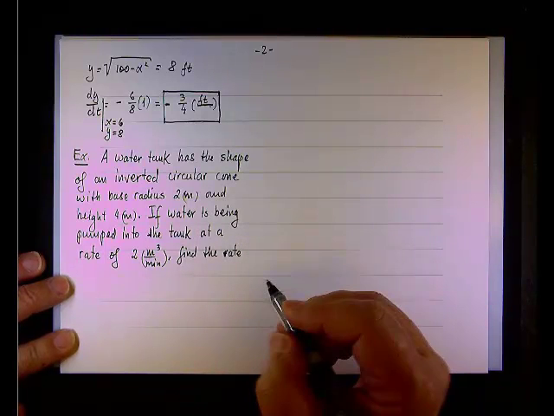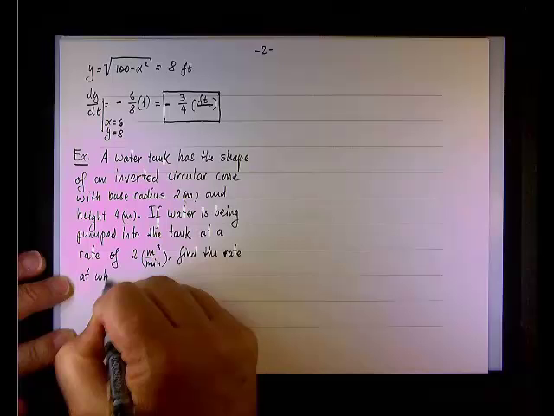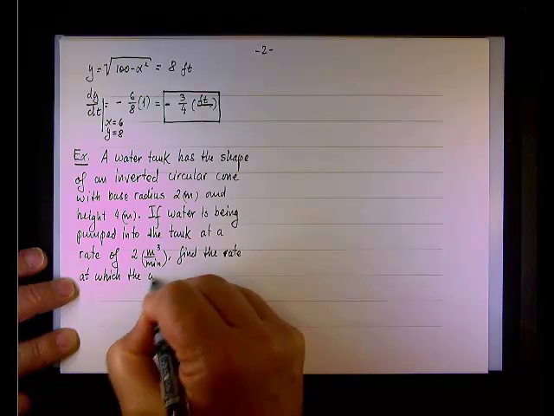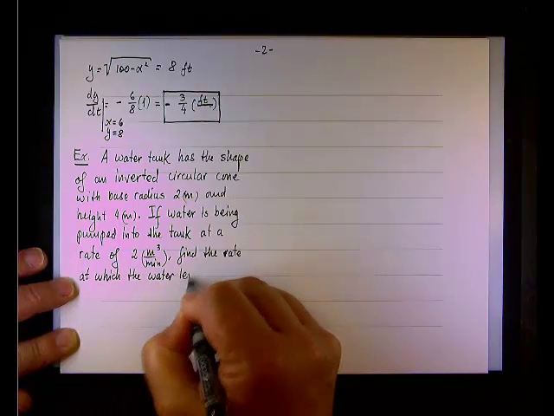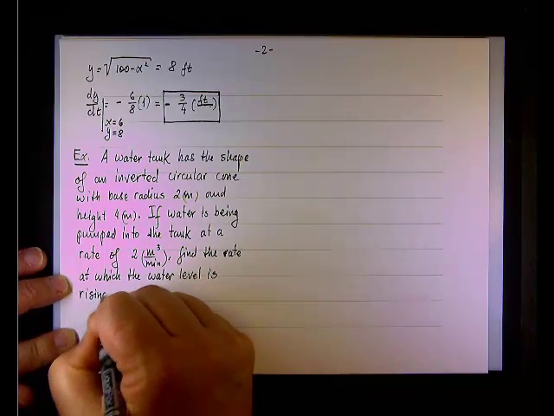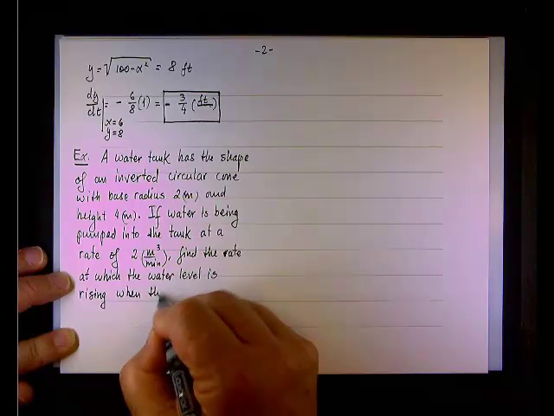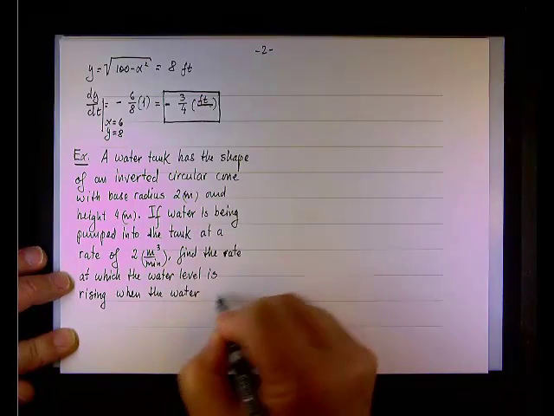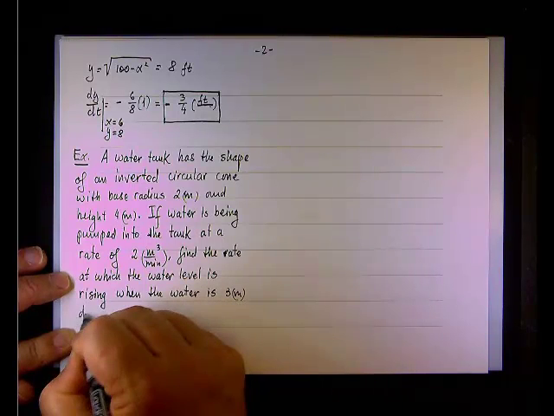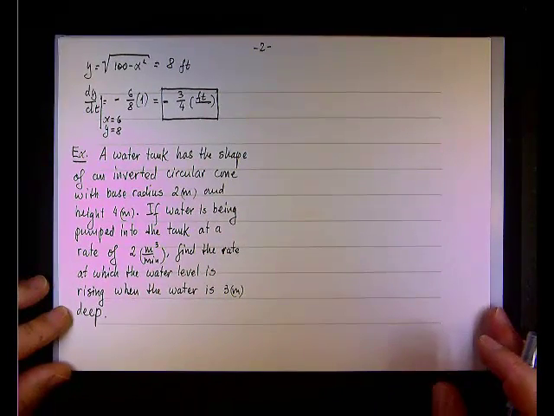Okay, so let's finish this up. Find the rate at which the water level is rising when the water is 3 meter deep. All right. Woo. Long question.